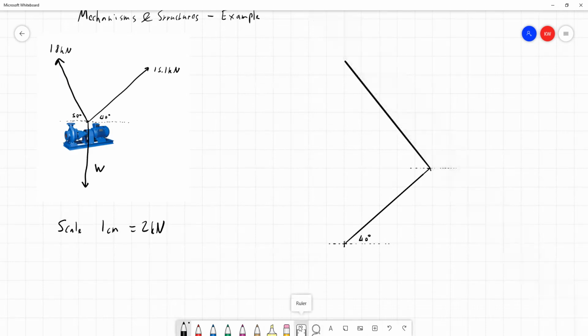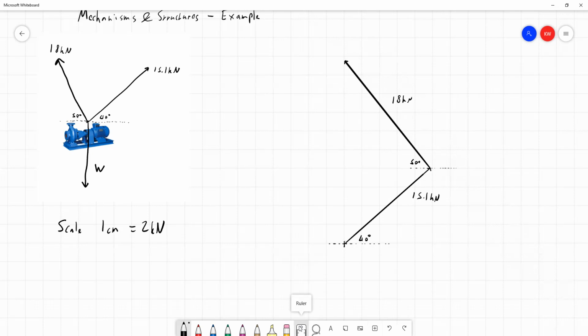Other things I could have marked, and I could have actually said that this was a 15.1 kilonewton force. I might have also said how much it was in centimeters, but we'll get that from measuring the diagram. This is a 50-degree angle here. This is an 18 kilonewton force. I will do a little arrowhead in here to show that this line is pointing this way.